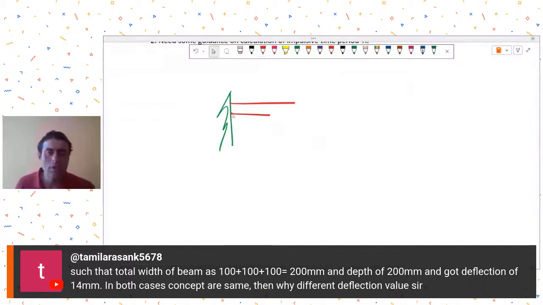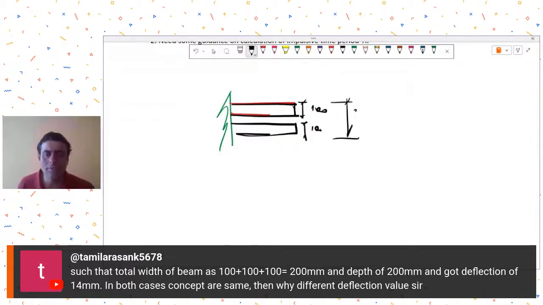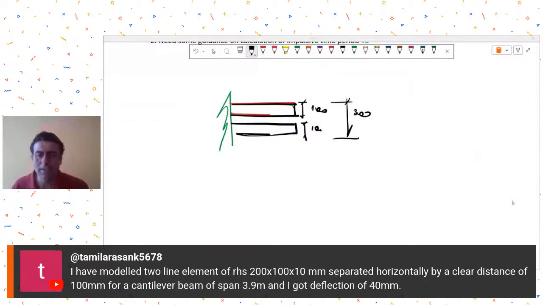Okay, let me show your plan view. You're saying you have got two RHS, and this is 100, this is 100, and separated by 100. So the overall width of your built up section is 300, and it's a cantilever as you just said. It's a cantilever, right? Yeah, cantilever, 3.9 meter span.